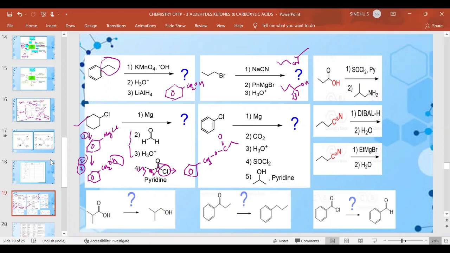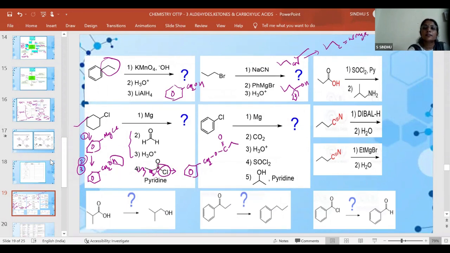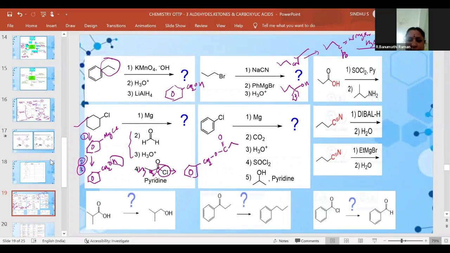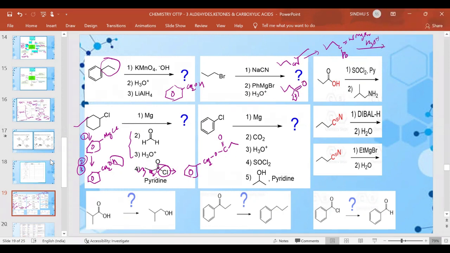Sorry, C double bond N, madam. C double bond N, MgBr comes in. So this reaction will give C double bond N MgBr with phenyl. Then another acidification will give C double bond O, with C6H5. This is what we'll get.